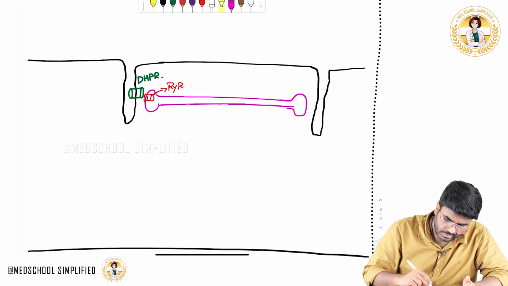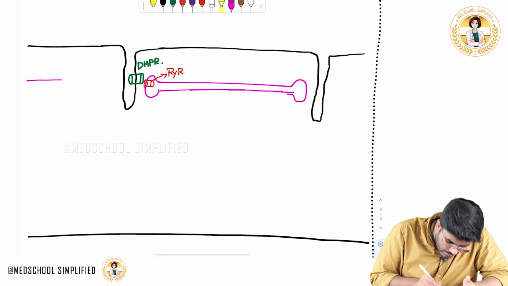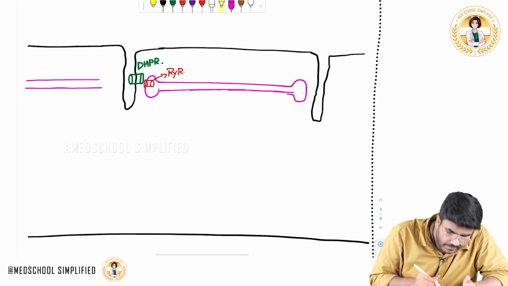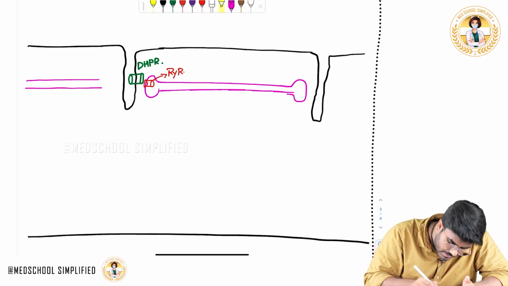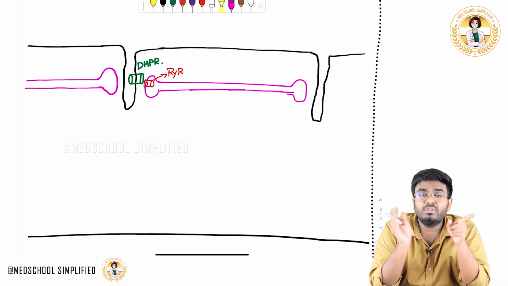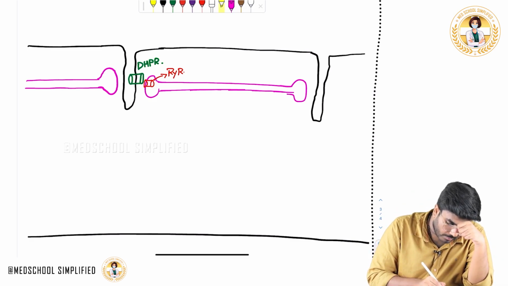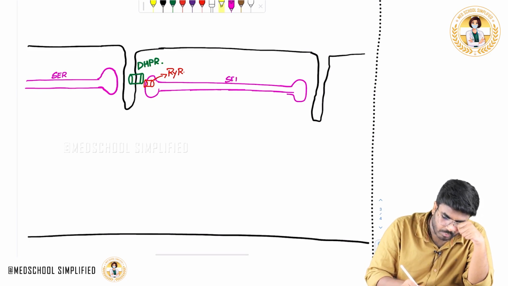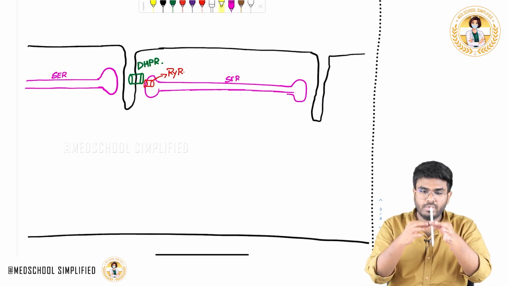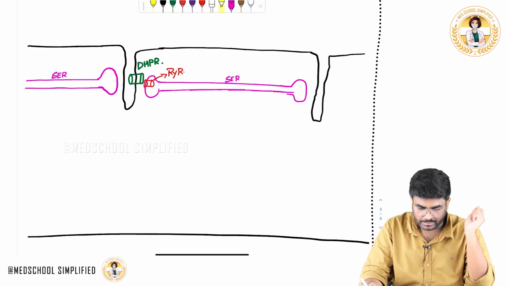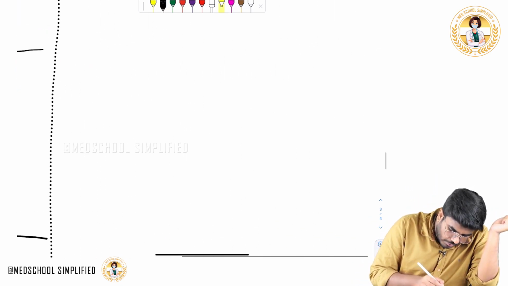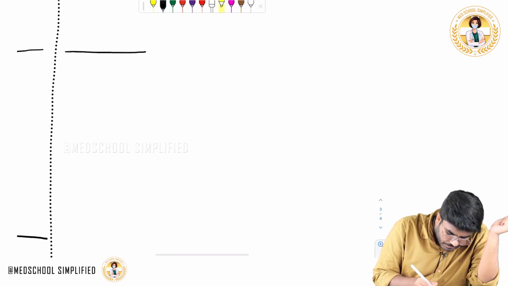Now look here, in a skeletal muscle, what is anatomically different between the skeletal muscle and the myocardium? In skeletal muscle, on both sides of the T-tubule there is sarcoendoplasmic reticulum present. If this is the T-tubule, on one side there is one sarcoendoplasmic reticulum, and on the other side there is one more sarcoendoplasmic reticulum. But look here, in myocardium, what are the differences which you should know?